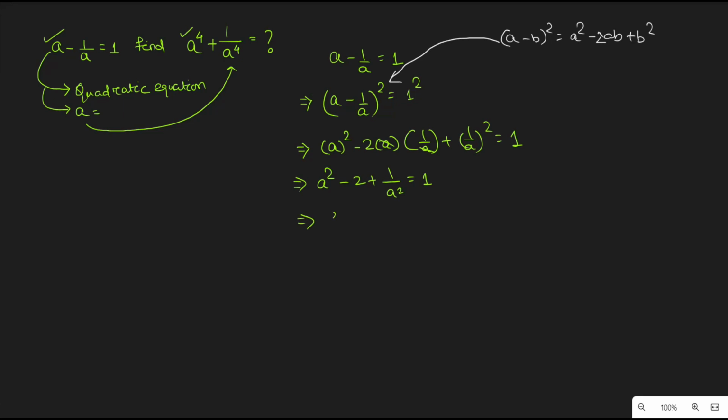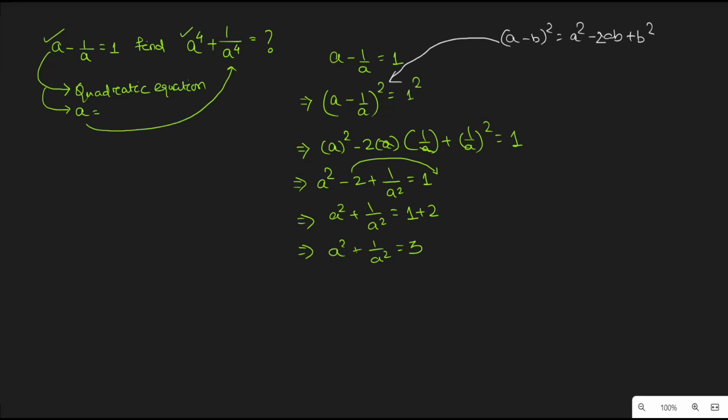Then we can write a square plus 1 by a square is equal to 1, and this minus 2 from the left hand side, when it comes to the right hand side, it will become plus 2. Then we can write simply a square plus 1 by a square is equal to 3.